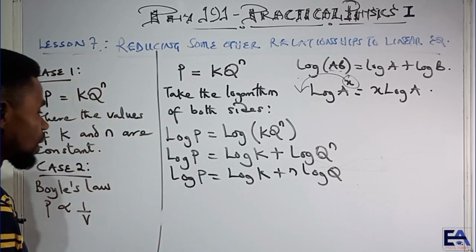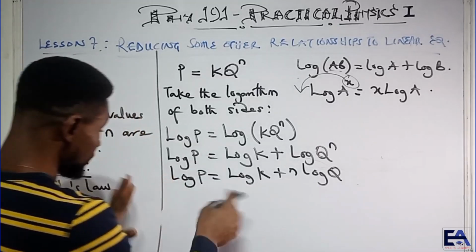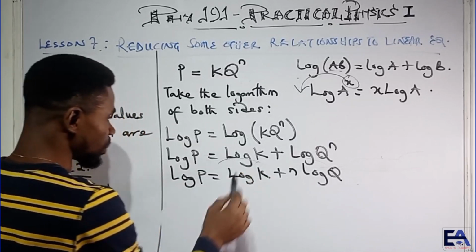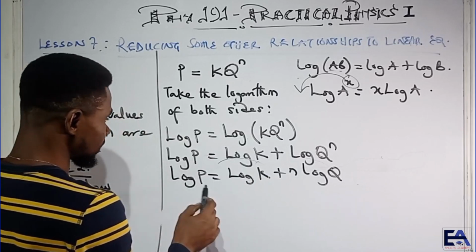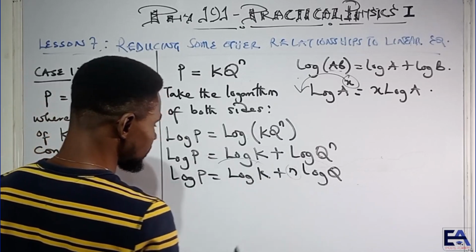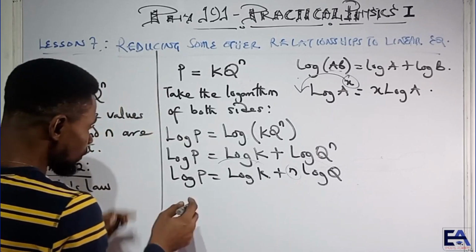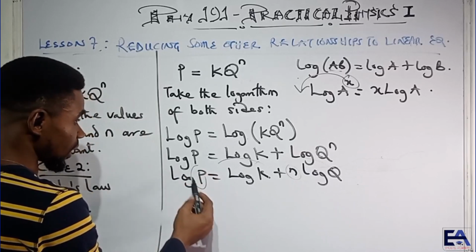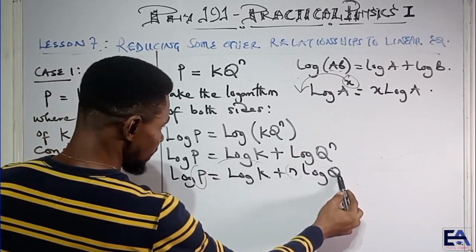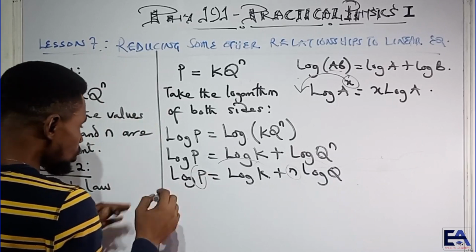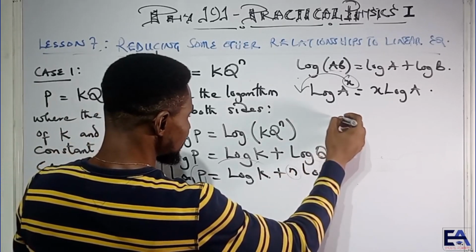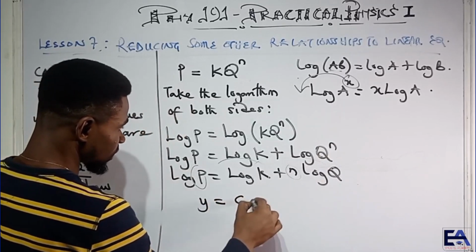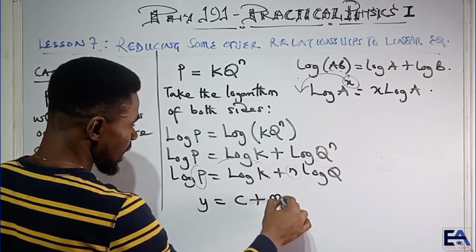So as you have it here, knowing fully well that K is a constant, log K will be a constant, and n is a constant. P is the dependent variable, while Q is the independent variable. So it's looking like y is equal to c plus mx.